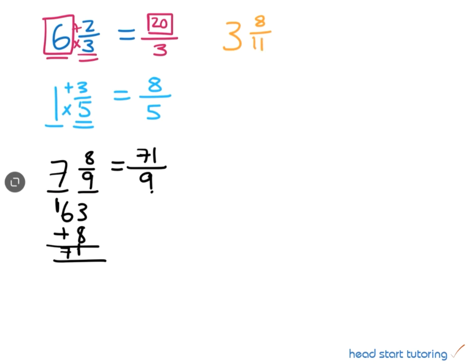Three and 8 over 11. 3 multiplied by 11 is 33, and then we plus our 8. So 3 plus 8 is equal to 11. 3 plus 1 plus 0 is equal to 4. So we end up with 41 over 11 because our denominators will always stay the same.